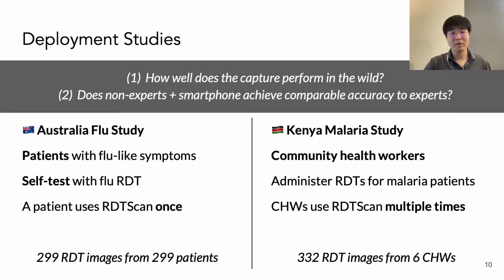First, how well does the capture perform in the wild? Second, do non-experts with RDTScan achieve comparable accuracy to experts? We conducted two deployment studies. In the Australia flu study, we recruited patients with flu-like symptoms, and they self-administered flu RDTs and used RDTScan for result interpretation. In the Kenya malaria study, we recruited 6 community health workers who administer RDTs for malaria patients. And the difference is that the community health workers would use RDTScan multiple times, whereas in the Australia flu study, patients only use RDTScan once.